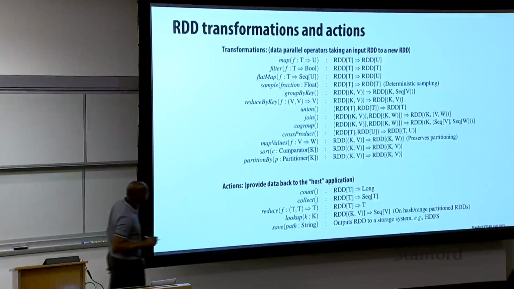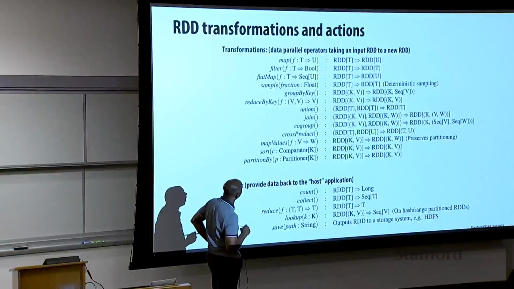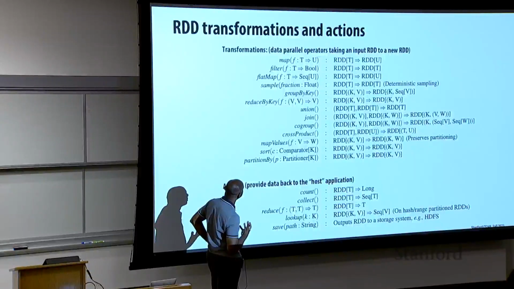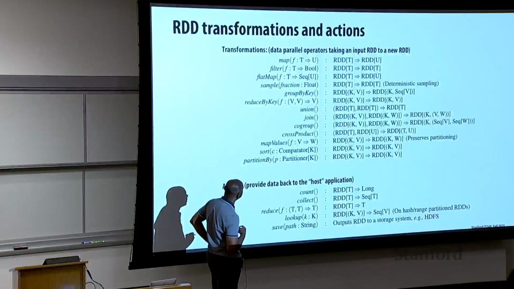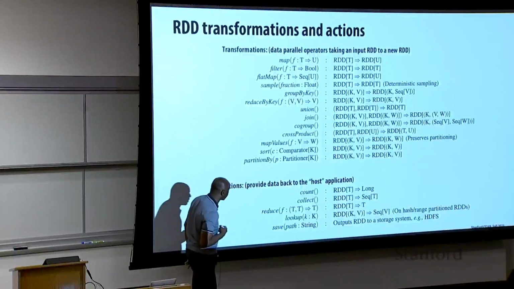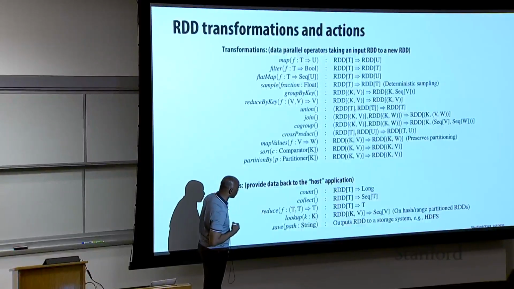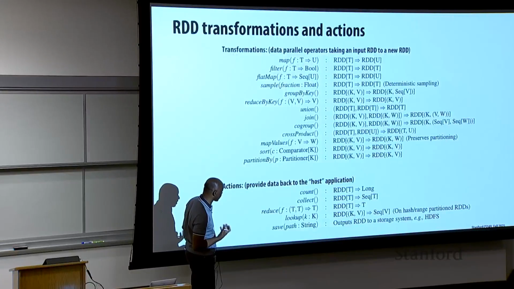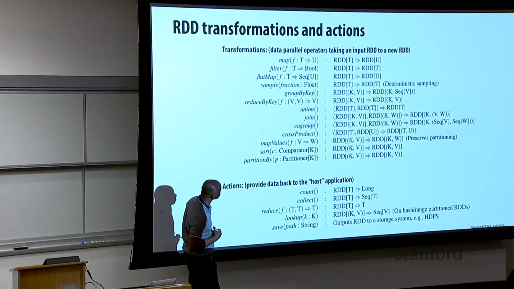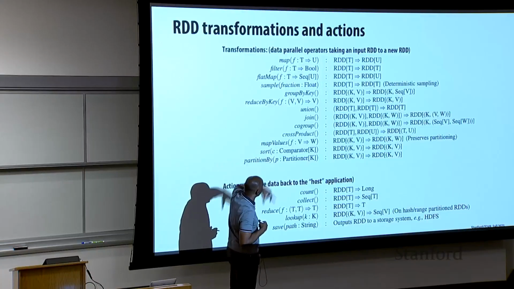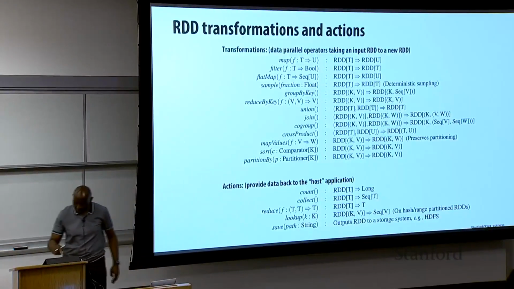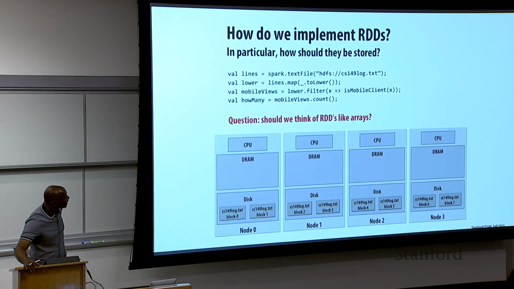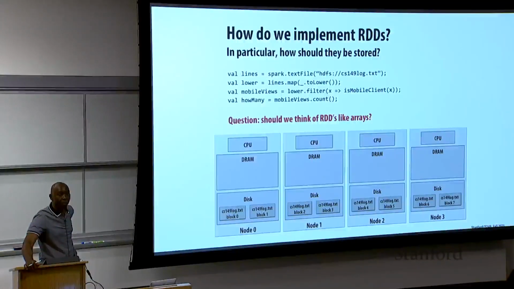So here is the set of transformations that you can use in Spark: map, filter, flat map, sample, reduce by key, join, sort, partition by, which we're going to talk about in just a moment. And then you've got actions, which of course return data back to the host, like count, collect, reduce, lookup, save. With these operations, you can write very sophisticated applications. So, any questions on the programming model and abstraction that Spark presents? It's the notion of the RDD and then these transformations and actions.